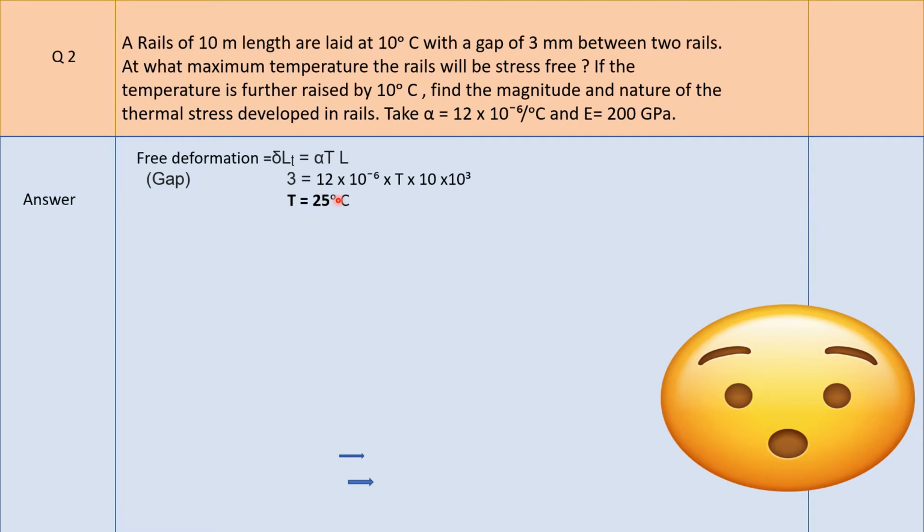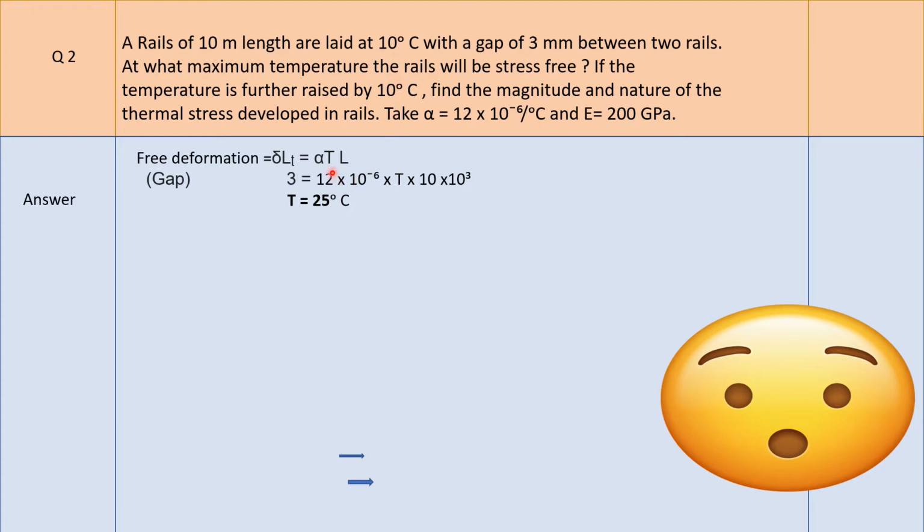Now, the gap is 3 mm. So 3 mm free deformation is allowed. So delta L due to change in temperature will be 3. Now the free deformation is equal to the gap between the rails. That will be equal to delta L_T is equal to alpha into T into L. The initial temperature is given as 10 degrees, and we want to find out the final temperature.